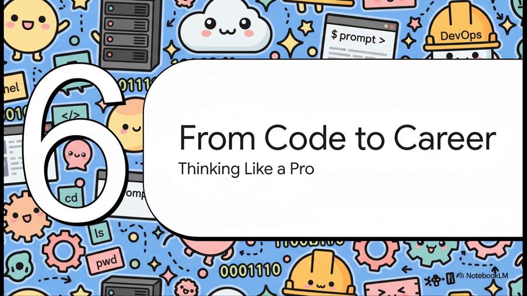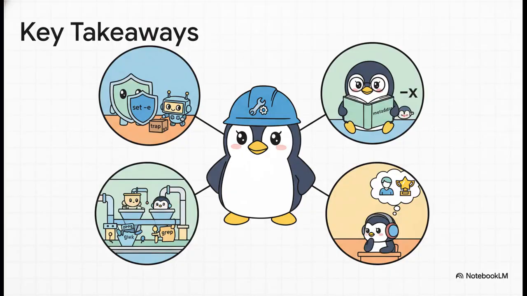So let's wrap this all up. This is about taking all these technical skills and connecting them to what it really means to think like a professional DevOps engineer. So what are the big takeaways? First, always write for safety. Use robust error handling in commands like trap. Second, write for other humans. Use metadata and set -x so your scripts are easy to debug.